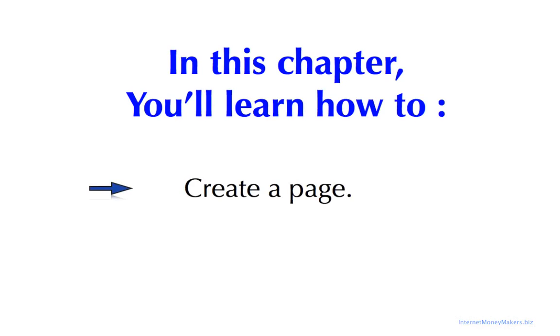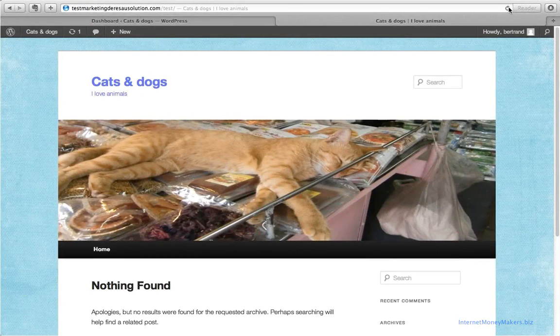In this chapter, you'll learn how to create a page. This first chapter is about adding pages. A page is something static, which basically means it won't be moving around. It will always be appearing here. A page can be about you, your website, your products, your videos, how to contact you, and so on.